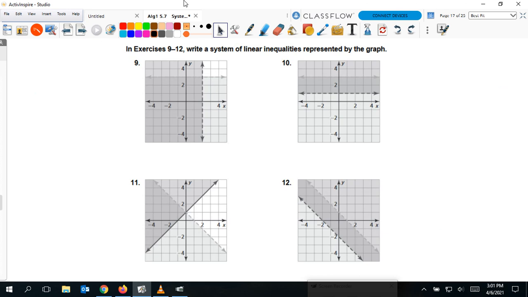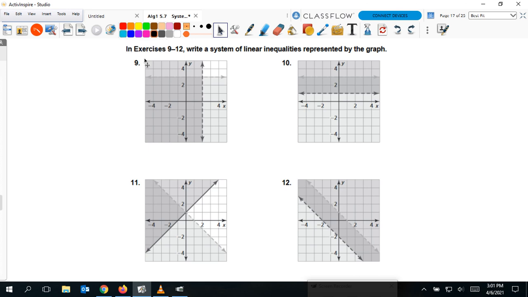All right, moving on to 9 to 12. Write a system of linear inequalities represented by the graph. So like I said, it's going to show you the graph. We now need to write out this system, so we need to look at each one of these. I'll go ahead and do a couple of these.